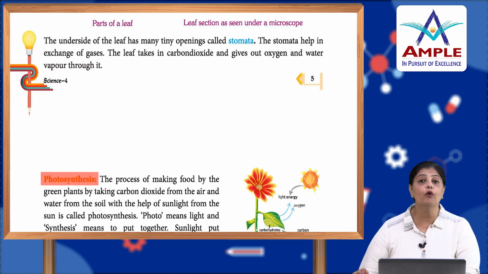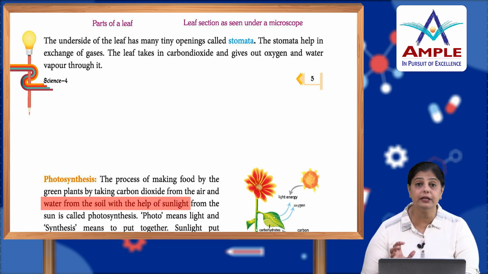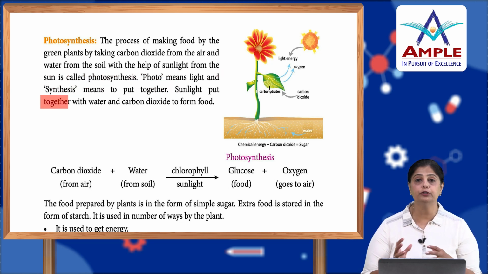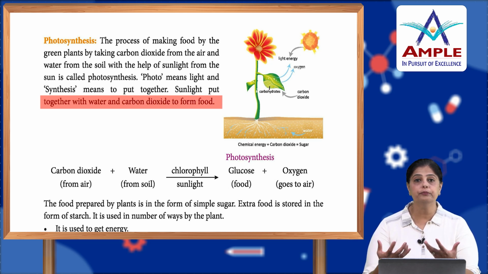Now there is a process called photosynthesis which is used by the plants. This process is known as the process of making food by the green plants by taking in carbon dioxide from the air and water from the soil with the help of sunlight. Sunlight plays a major role, okay, and this is called photosynthesis. Now, what does the word photo mean? It means light, and synthesis means to put together. Okay, so sunlight put together with water and carbon dioxide is to form food.